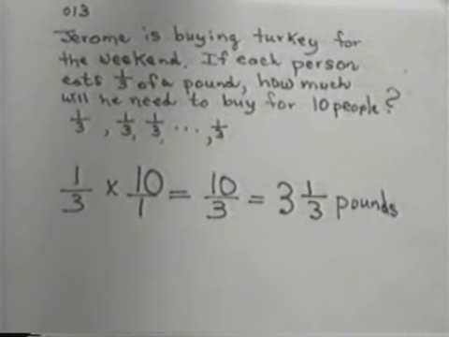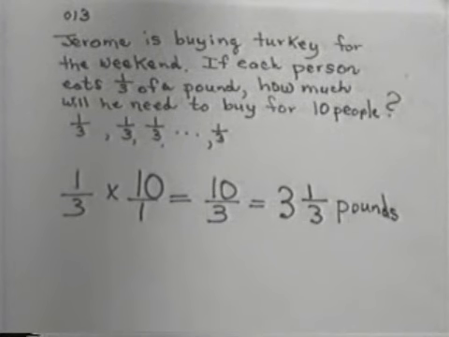Now what I want to do is to take a problem that involves the same numbers in it, the 1/3 and the 10, and we're going to still be talking about turkey, but the 10 is going to refer not to people this time, but to pounds of turkey, and I want to show you how we can change the problem just a bit, and it will no longer be a multiplication problem.